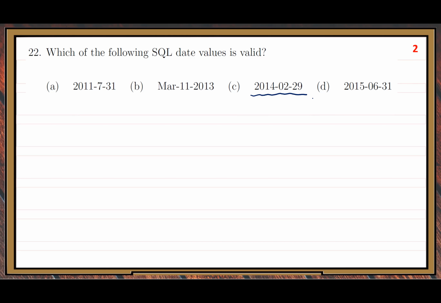Because 2014 is not a multiple of 4, it is not a leap year. If it is not a leap year, then in February, there is no 29th day. So it's not valid. Another student also picked D. Look at June. We never have a 31st in June, right? Only 30 days in June, but one student picked the option. So A is correct.